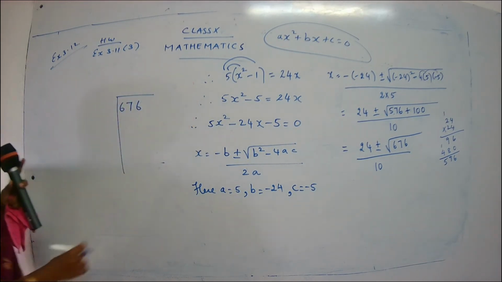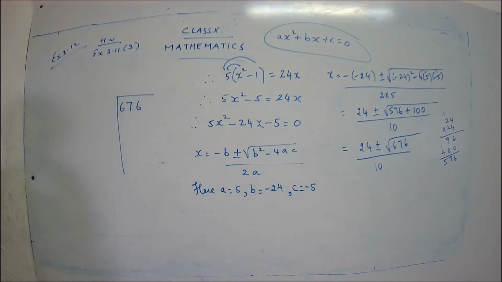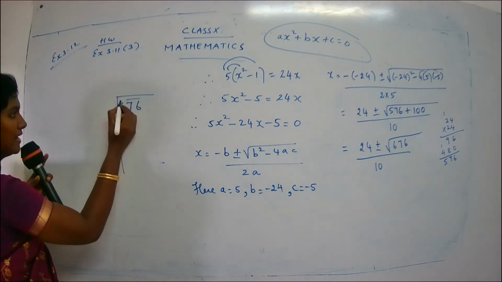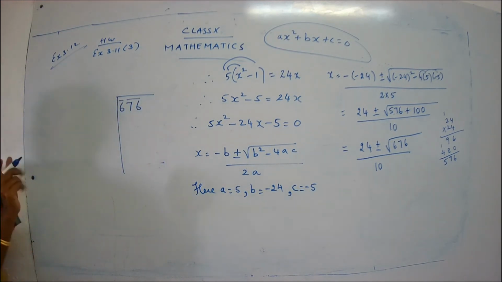676. Do you remember the method? 2, 2. That is from the last. We should go on taking 2, 2. So first 2, and here only one number is left. So 1, 76 and 6. Now what you have to do? You have to take the closest square.